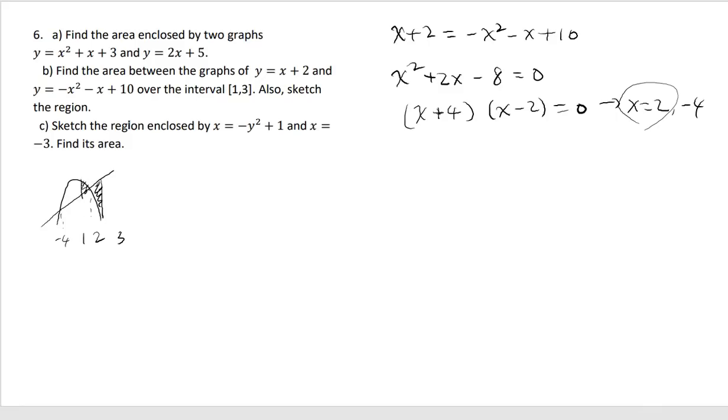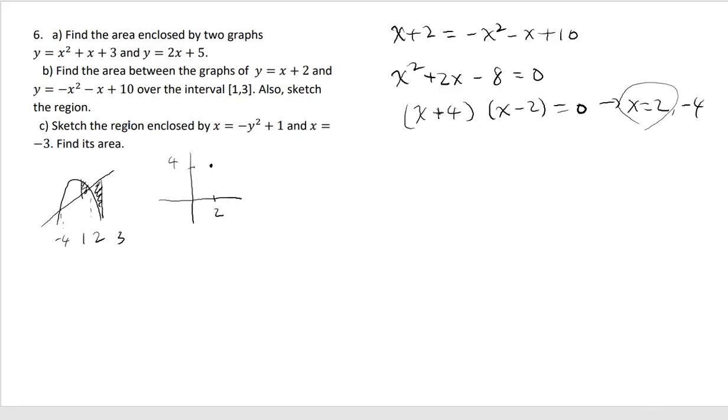It says sketch the region, so we probably need to do a little better than this. So let's just plot some values, plug in some values, and we're going to work with it. So we know that when you plug in 2, you get 2, 4. 2, 4 is a common point. It's a point where they intersect.